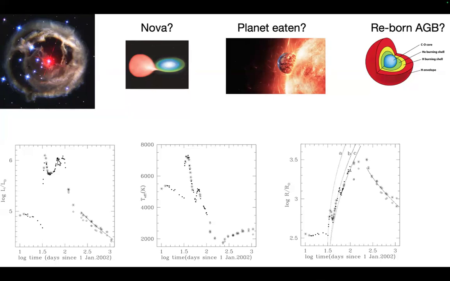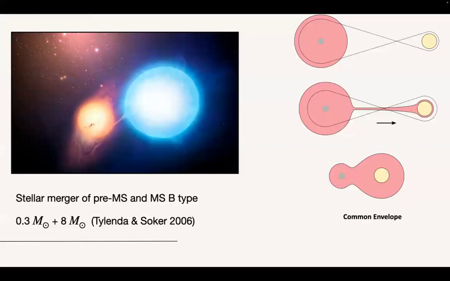And so the scenario that was proposed by my supervisor, and that currently, as of now, seems to be the best running hypothesis, is that of a stellar merger. So I'll explain what this is. In 2006, Tylenda and Soker proposed that what occurred in V838 Mon causing the eruption was a stellar merger. And in particular, one of the components was a 0.3 solar mass young stellar object, so a newborn star, and it merged with an 8 solar mass, so 8 times the mass of the sun, main sequence B-type star.